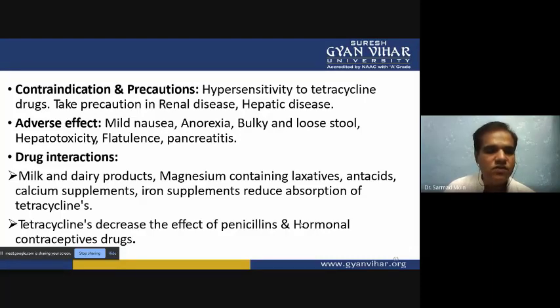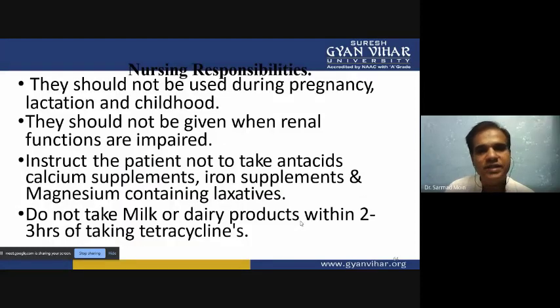So always we have to avoid tetracycline in combination with penicillin and hormonal contraceptive drugs, because tetracycline will decrease the effectiveness of penicillin and contraceptive drugs. Then nursing responsibility: they should not be used during pregnancy, lactation, and childhood, because of hypersensitivity, hepatotoxicity, and renal failure effects. That's why we always have to avoid these tetracycline-type antibiotics in pregnancy, lactation, and childhood.